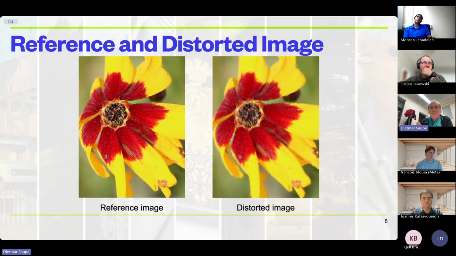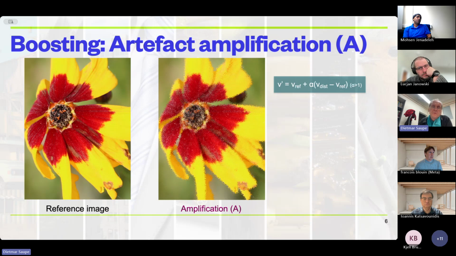Here we have a slightly exaggerated example of a reference image versus a distorted image. I don't know if you can see this after getting it through Zoom, but the right image is clearly distorted. In our real experiment, the difference would be much smaller. So what do we do? The first step of boosting is artifact amplification, abbreviated by A.